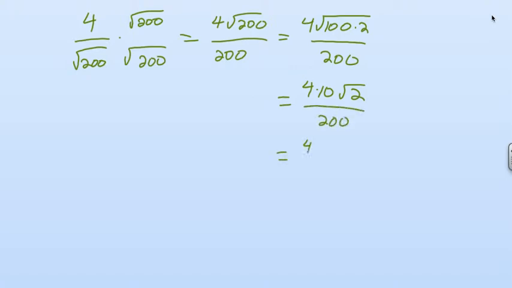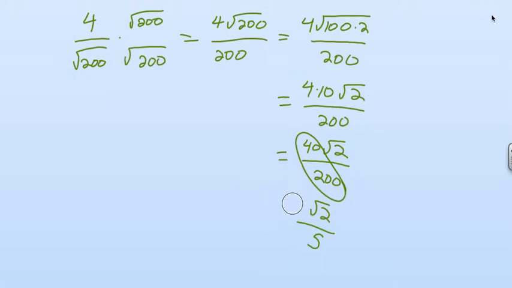4 times 10 is 40. And then the 400 over the 200 simplifies to 1 over 5. But, as you guys know, we don't need to write the 1. So I get square root of 2 over 5.